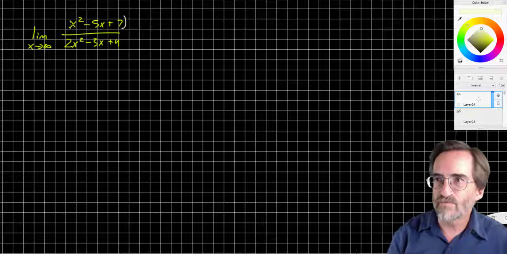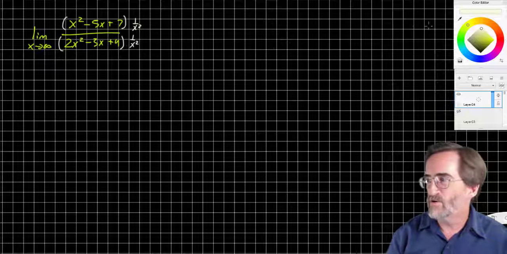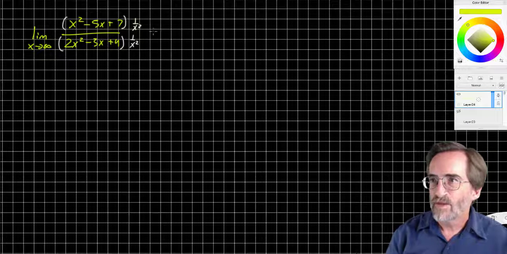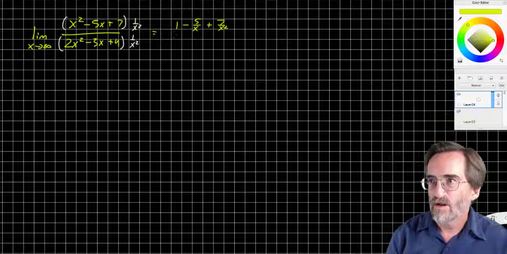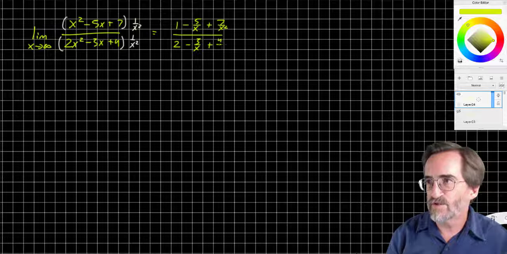Same step. I'm going to multiply both top and bottom by 1 over x squared, by the highest power of x. Okay, and we end up with x squared over x squared is 1, minus 5x over x squared is minus 5 over x, plus 7 over x squared, over 2x squared over x squared is 2, minus 3x over x squared is minus 3 over x, plus 4 over x squared.